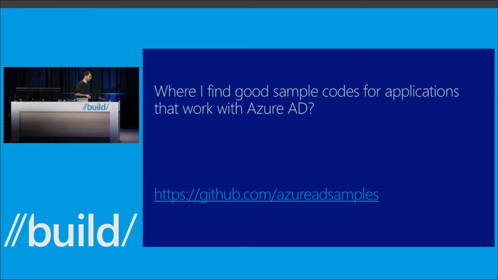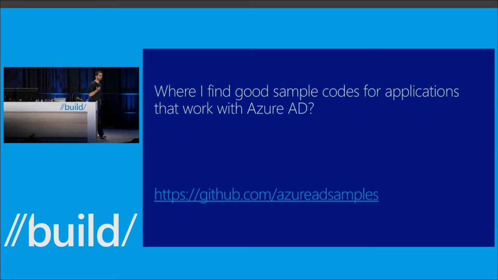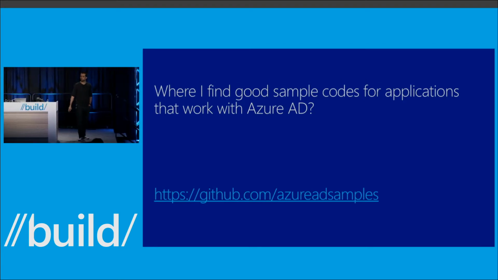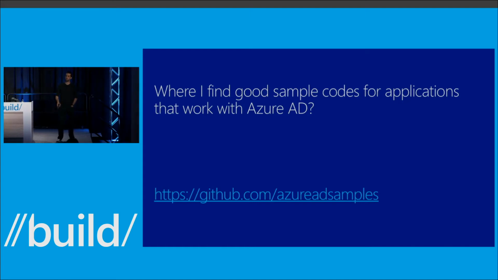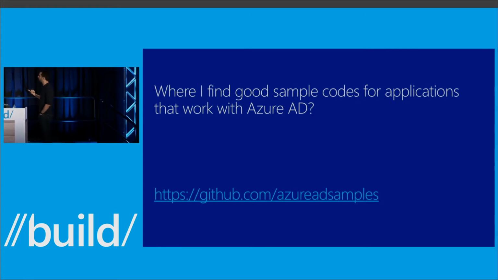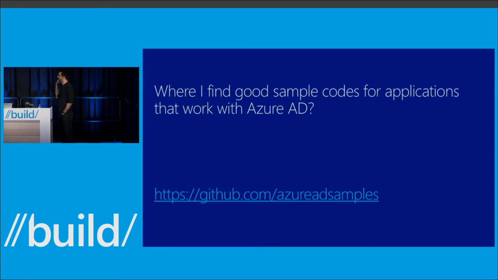GitHub is becoming the place where Microsoft really publishes all source code we can get. It just makes sense. We get great feedback from developers. We interact with them. We receive contributions. It's just great. And Azure AD has a proper area for samples. And it's just great.